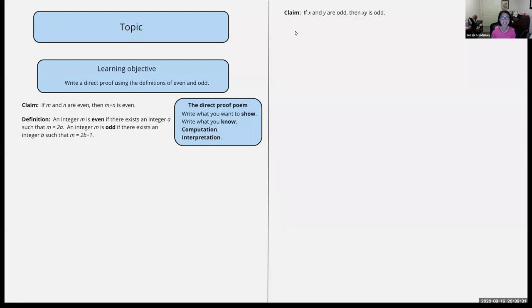Hello. In this video, we're going to learn how to write our very first direct proofs. All of the examples are going to be statements that we can prove only using the definitions of even and odd. So we're going to learn how to write very simple direct proofs. So what kind of things will we prove?